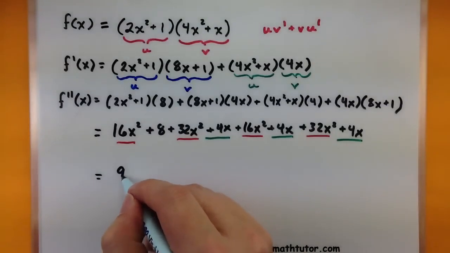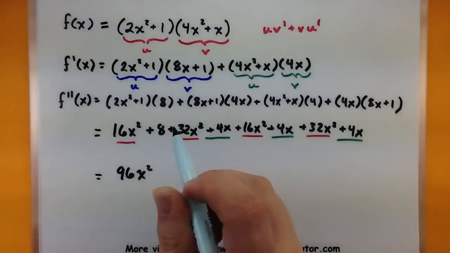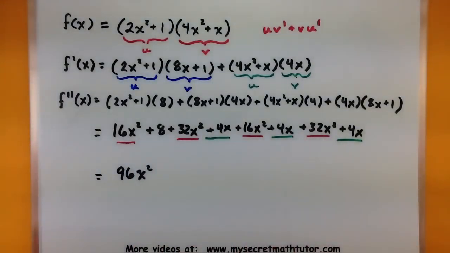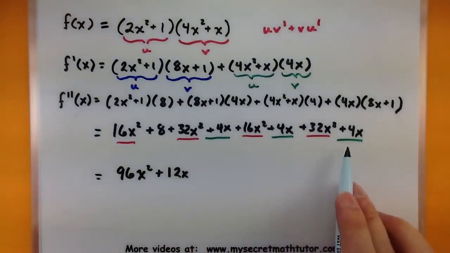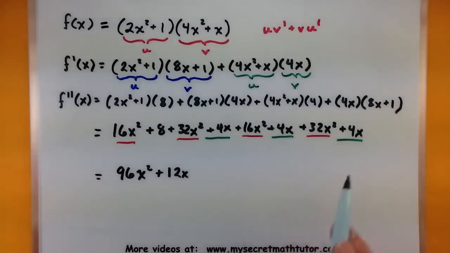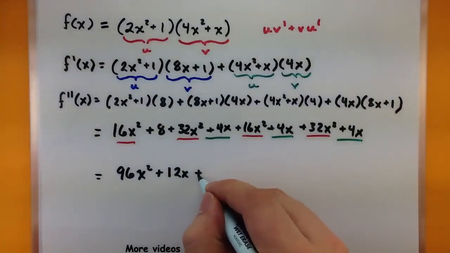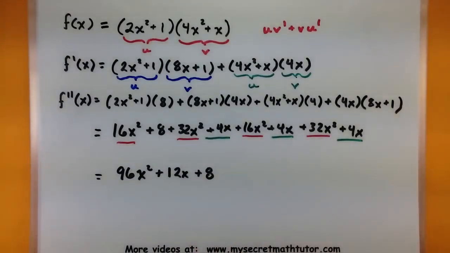So I get a 96x squared from combining all of my x squared terms, plus a 12x that comes from both of these x's, and then there's my 8 all by itself. So there's two derivatives of our original functions. So if you can just remember that with these higher derivatives, we're taking derivatives of derivatives, and apply your rules carefully, you'll be just fine.